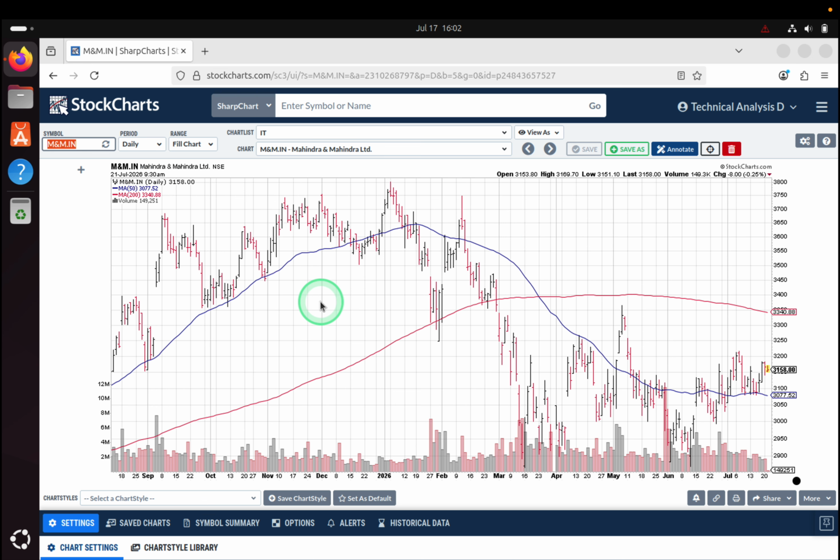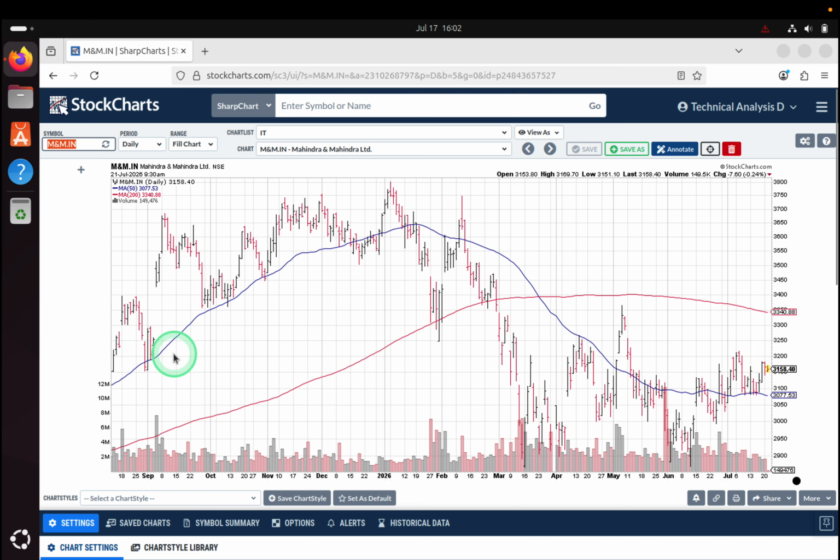M&M. Now, I encourage you to have stock charts in your technical analysis portfolio, and you study the charts not in candlesticks first, but as OHLC bars with moving averages.